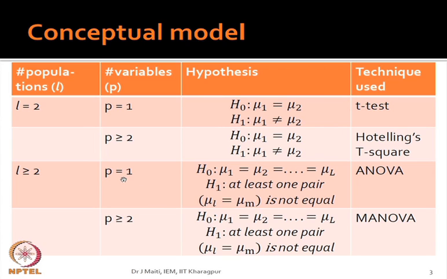Last class I told you that when L is greater than or equal to 2, that is 3 or more, for one variable case you will be using ANOVA, and we have discussed one way ANOVA, two way ANOVA, three way ANOVA and the multi-way ANOVA concept. Now, if your number of populations is 3 or more, as well as the number of variables is 2 or more, in that case what will happen? You will find that you require to use MANOVA, not ANOVA.